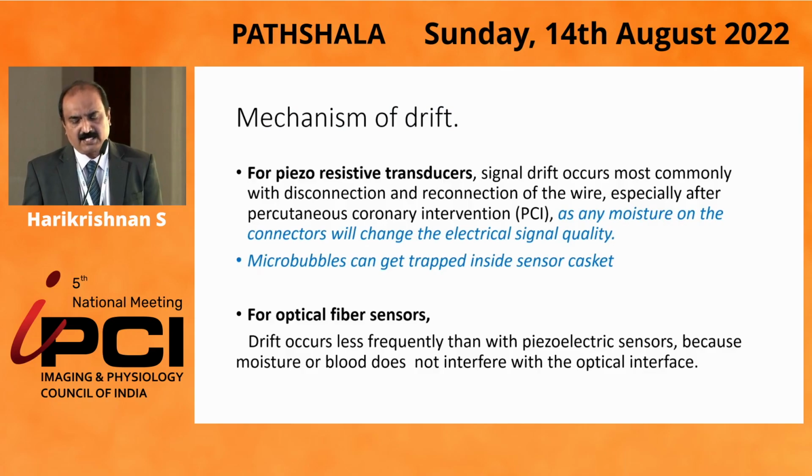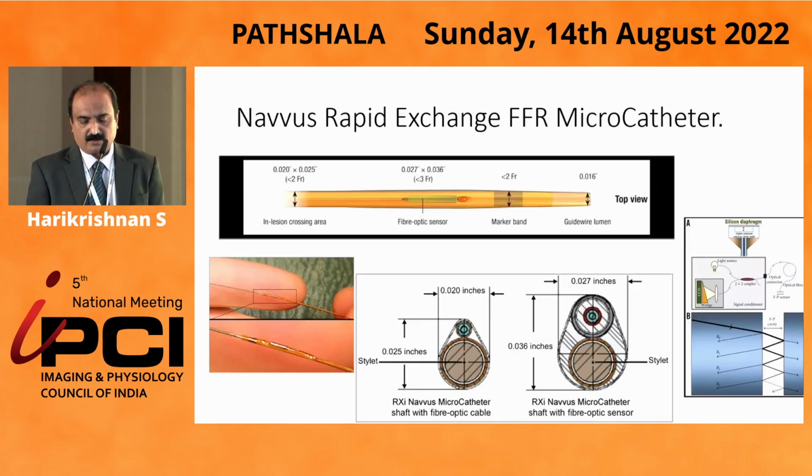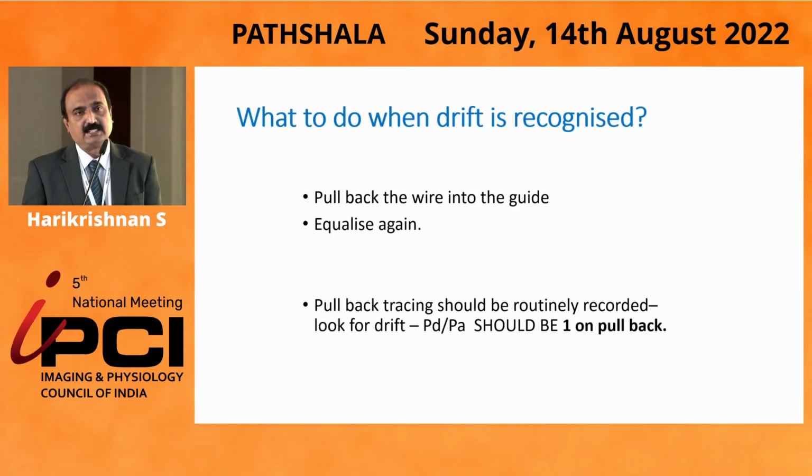Mechanism of drift: there are many mechanisms proposed. Moisture in the connectors, micro bubbles can get trapped inside the sensor casing. This problem is not there in the optical fiber sensors. It may also be the gradual degradation of the signal, or temperature mediated, because the temperature can go up when the wire goes inside. These are some of the proposed mechanisms. The rapid exchange FFR microcatheter may not have such a problem to that extent as we see with the usual piezoelectric wires. So what to do when the drift is recognized? Pull back the wire into the guide, equalize again, and always make sure that the pullback pressure value is 1.